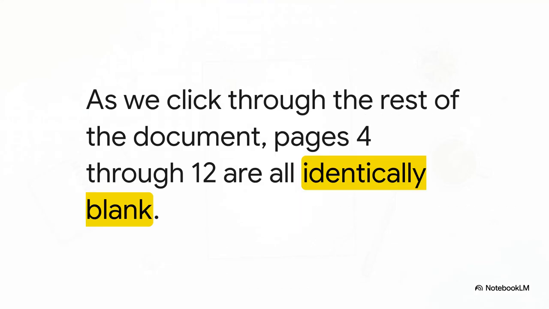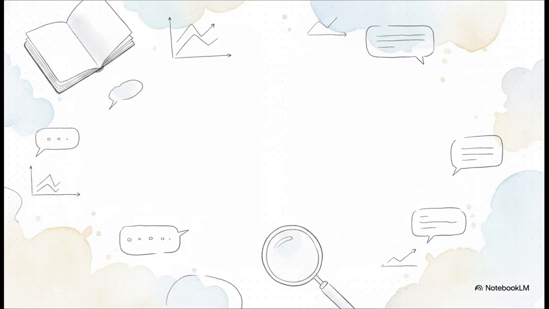It seems there's a pattern, doesn't it? And yeah, there absolutely was. I clicked through the entire document, all the way to page 12, and every single page was just like the first. Completely, totally empty. So what does that mean? There's no data, no text, no charts, no images, nothing. The content of this document is the emptiness. And that changes everything. We're not analyzing information anymore. We're analyzing the absence of it.